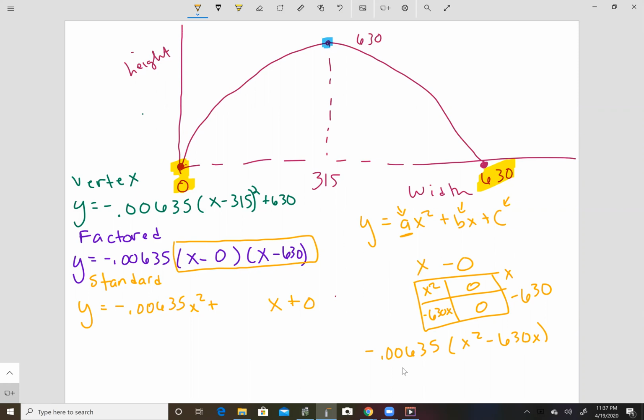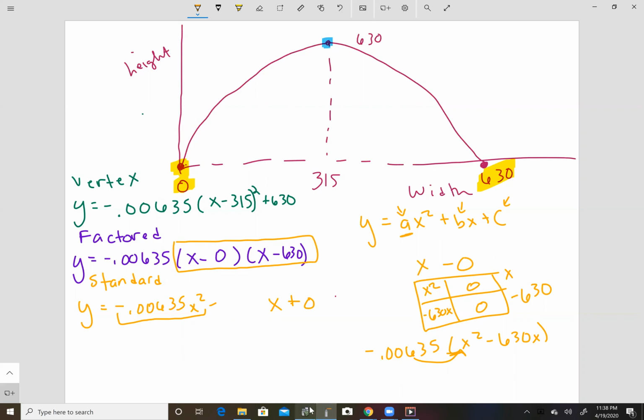Okay. So I just multiply through, and this first thing, when I am distributing, I already have that. Negative 0.00635 times x squared, I already have in the equation. I have negative 0.00635x squared. Okay, it's this next piece, multiplying that decimal times negative 630, which is going to give me my b value.